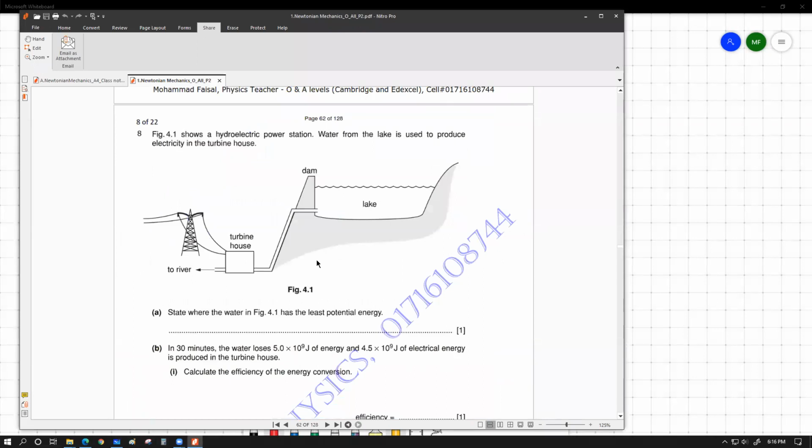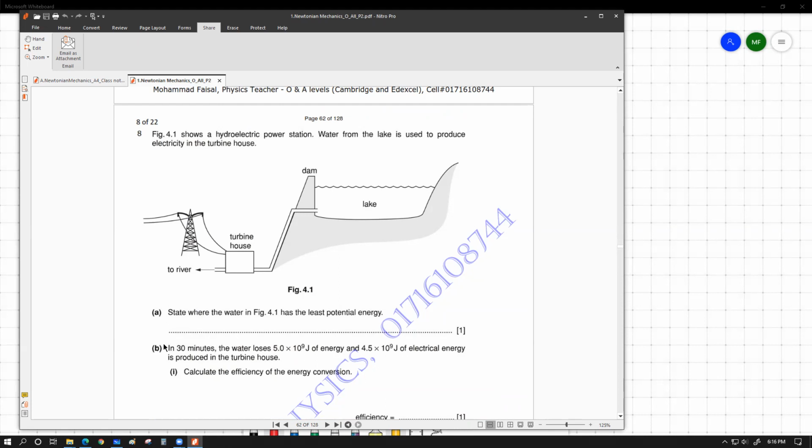You can see that the water is actually stored over here. And from here, the water is going to flow through the pipe, falling down, losing GP, and come down to the river level. This will be the level of the river. So at the river level, you will have the least GP. I'm going to write river. Not turbine house, not dam, not lake. I'm going to simply write one word, river.